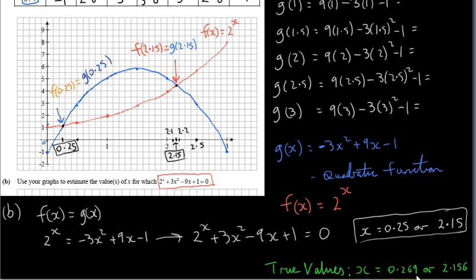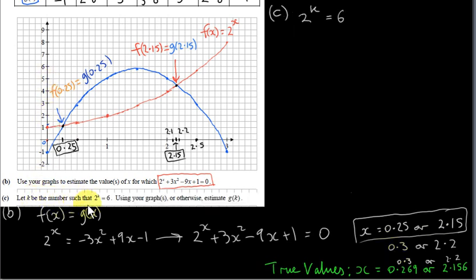I've written down the true values here to 3 decimal places. So you can see that to 1 decimal place, the values that I got from the graph are 0.3 or 2.2. And to 1 decimal place, the true values are also 0.3 or 2.2. So to 1 decimal place, these values are spot on.